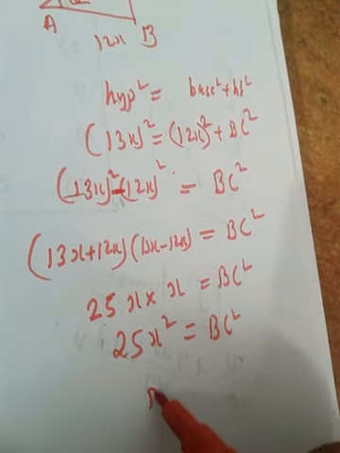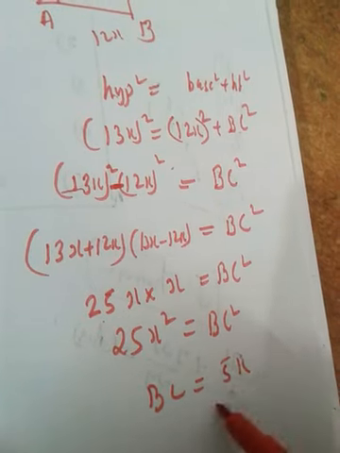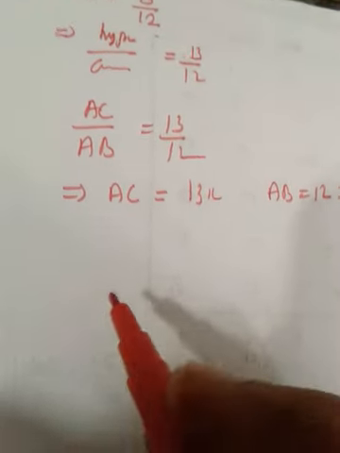Then what will be bc? Square root of that. So what is square root of 25x square? 5x. So we got the value of bc as 5x. So in short, we got all the three sides. Now it is the time to calculate all the other trigonometry ratios.